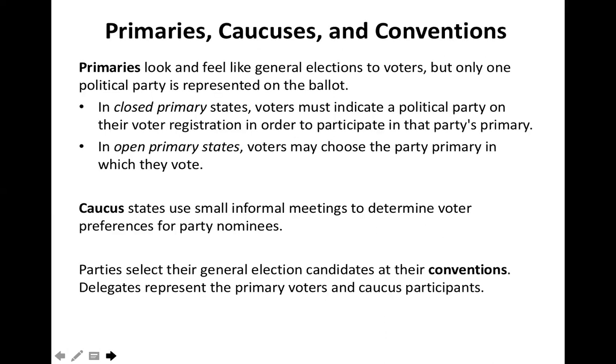So let's see, these primaries, right? They look and feel like general elections to voters, but only one party is on the ballot. So we have a closed primary. In other states, you have an open primary where you can choose which ballot you want. And then these caucuses are these informal meetings.